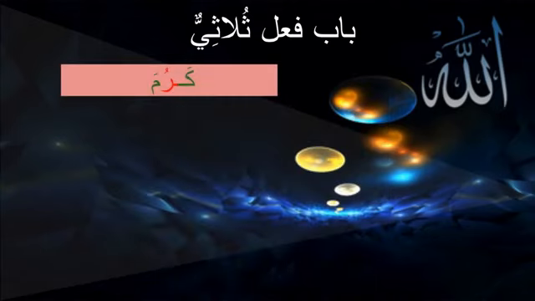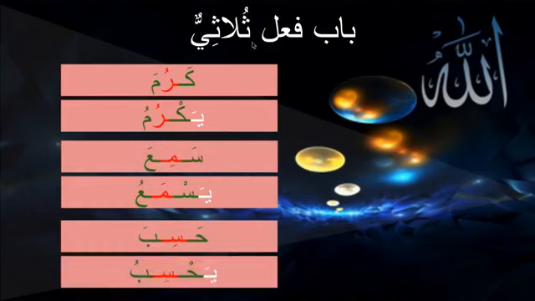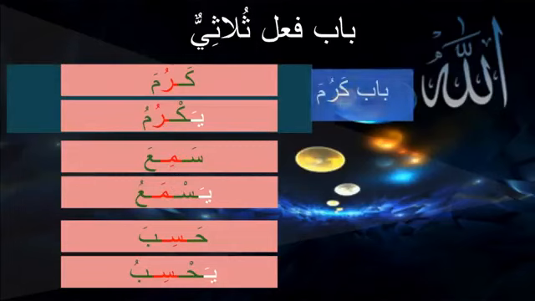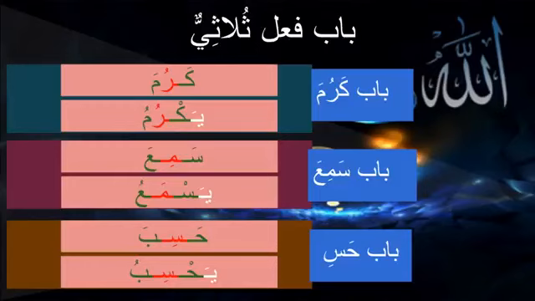The next group is called Bab Karuma: Karuma, Yakrumu; Sami'a, Yasma'u; and Hasiba, Yahsibu. If you see here in Karuma, Yakrumu, the Ain Kalima has Dhamma in Madi, and the Ain Kalima has Dhamma again in Mudariya. The thing to note is whenever there is a Dhamma in the Ain Kalima in Madi, it will always have a Dhamma in the Ain Kalima in Mudariya as well. Whereas if it has Kasra, it can have Fatha and Kasra. The Kasra is not compatible with Dhamma, so there is no Dhamma in Mudariya when there is a Kasra in Madi. So these babs are called Bab Karuma, Bab Sami'a, and Bab Hasiba: Karuma Yakrumu, Sami'a Yasma'u, Hasiba Yahsibu.